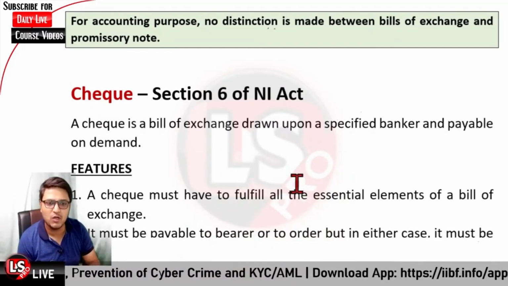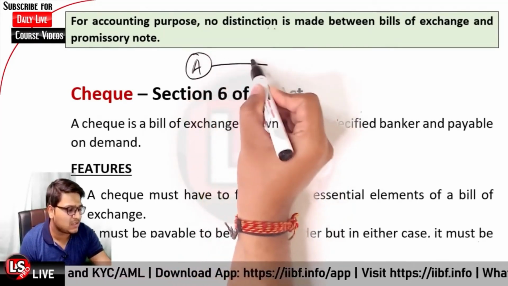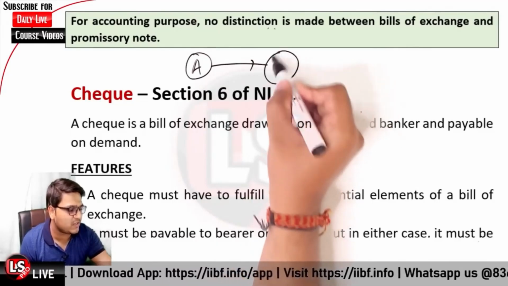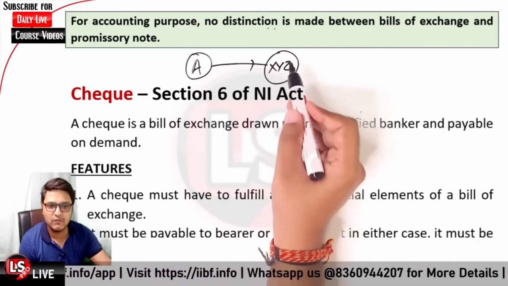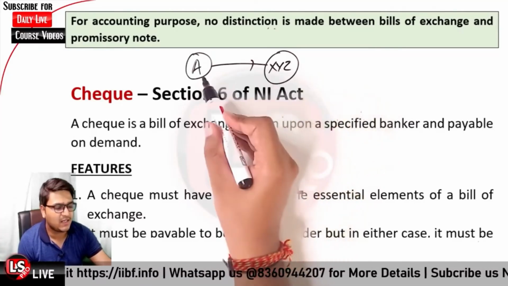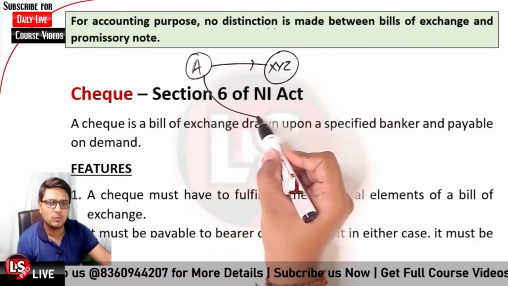There are three parties involved. First of all, let me tell you what the scenario is. A is maintaining a savings account or a current account with XYZ bank. He has a checkbook, so he draws a check and further gives it to person B over here.